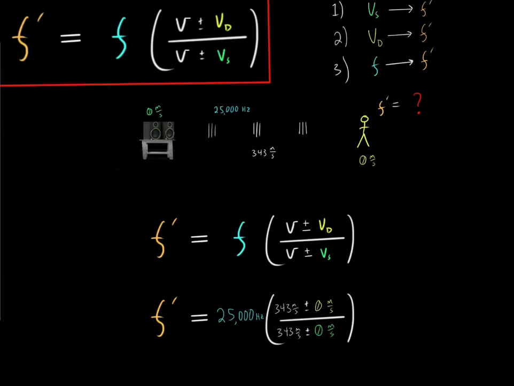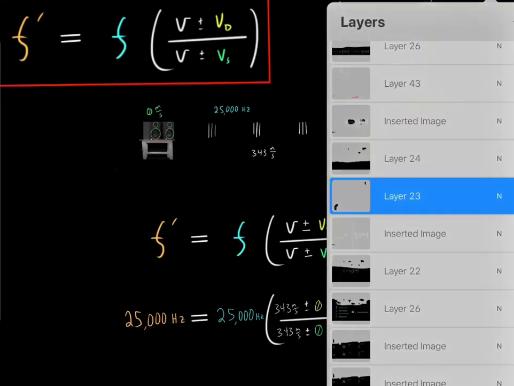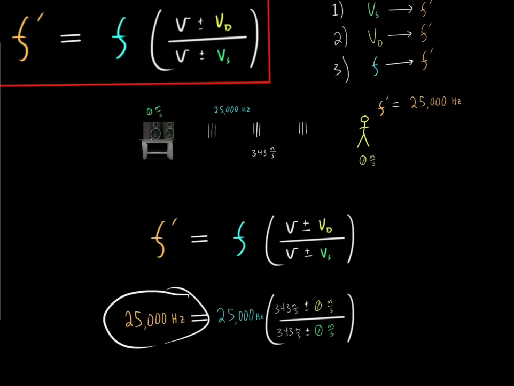So then you would just solve this. And notice here we have 343 meters per second plus or minus 0 meters per second. Well, it doesn't really matter if it's plus or minus because it's 0 meters per second. So whether it's plus or minus, it doesn't really matter. So we don't really even need to worry about that for both these situations. So again, we just simply do the math and we would be left with the frequency of 25,000 hertz. So that's the frequency of sound perceived by this detector. So pretty straightforward.